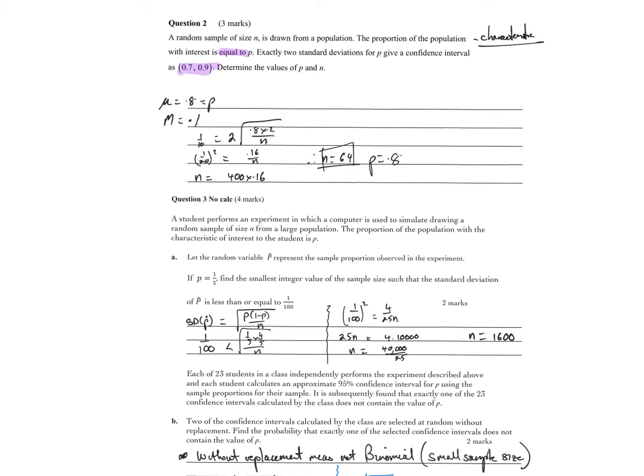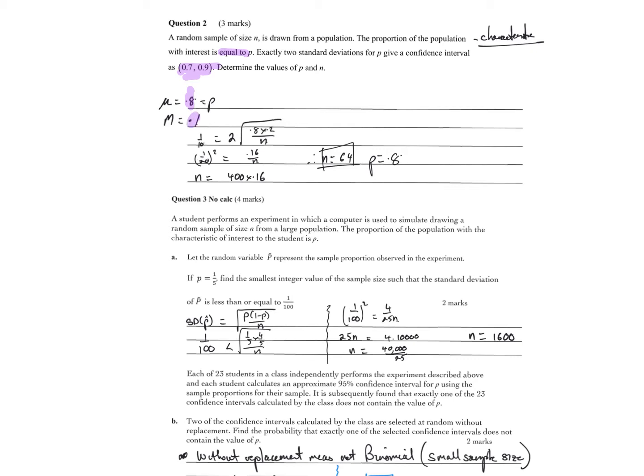So my interval from 0.7 to 0.9, my confidence interval, means that my mean value is in the middle of that. So 0.7 plus 0.9 gives me 1.6, and if I divide it by 2, 0.8 is in the middle. And if 0.8 is in the middle, it means my error is 0.1.